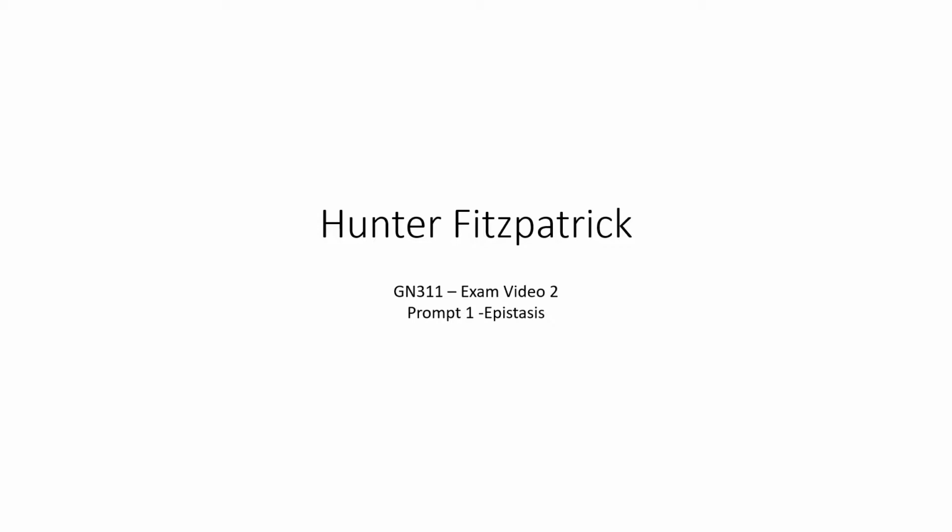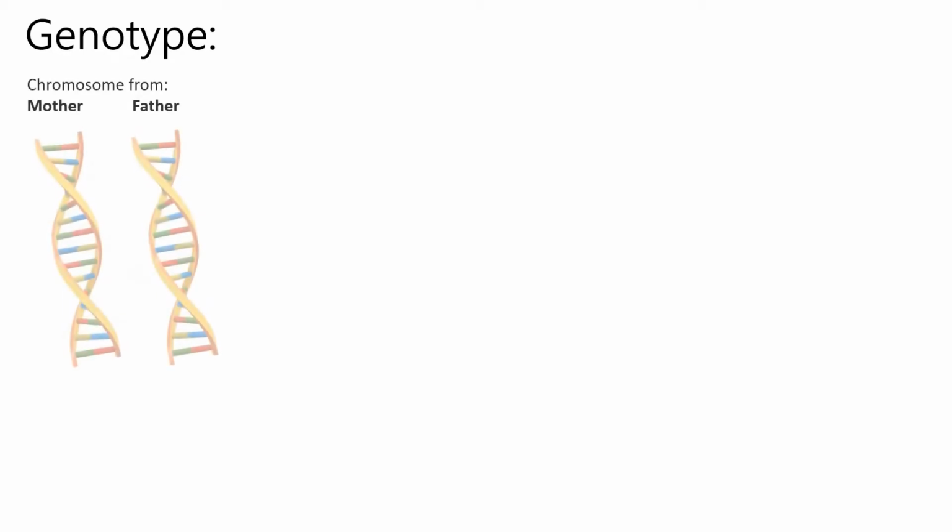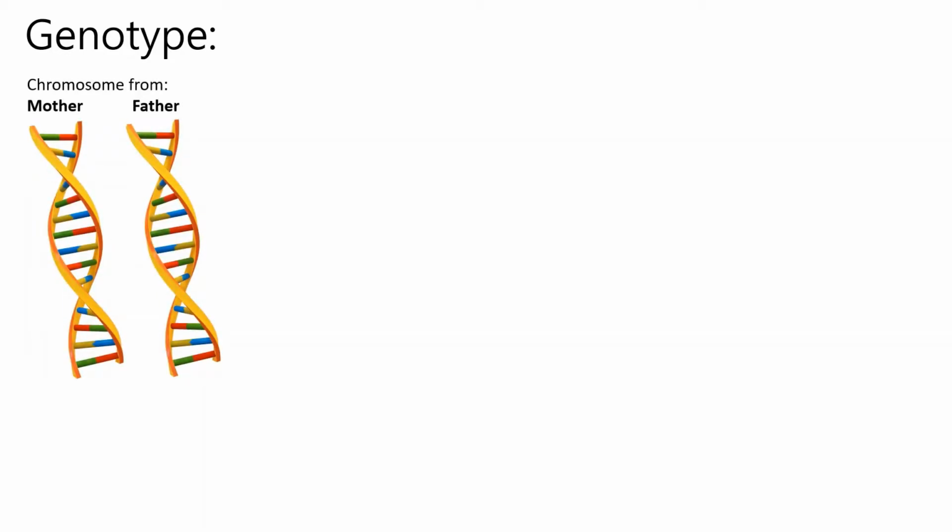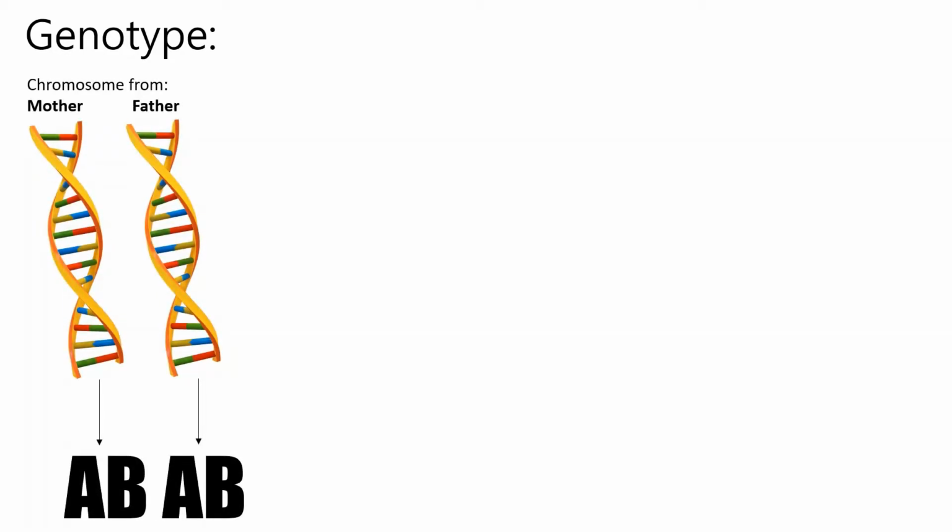Before we can learn about epistasis, we must introduce two concepts, the first being genotype. A genotype is the set of genes a person inherits from their parents. In genetics, alleles are letters used to represent genes so that inheritance may be predicted. The next concept is phenotype. This is the physical manifestation of a genotype.